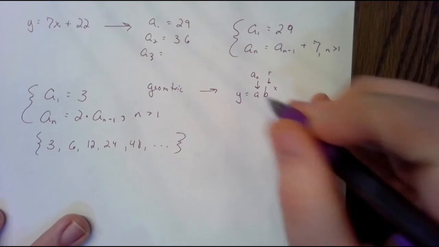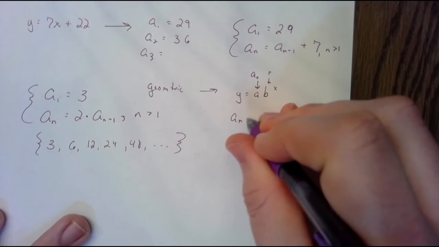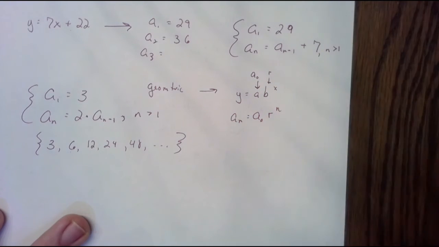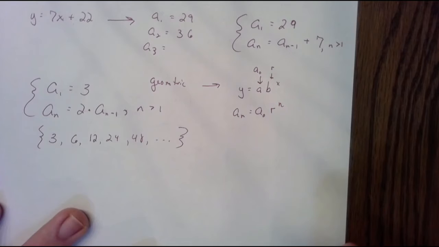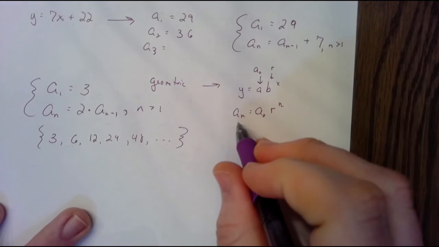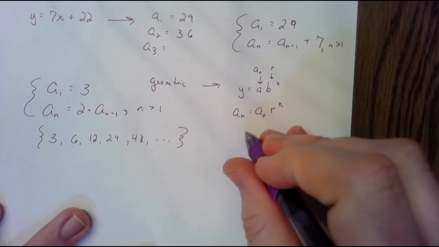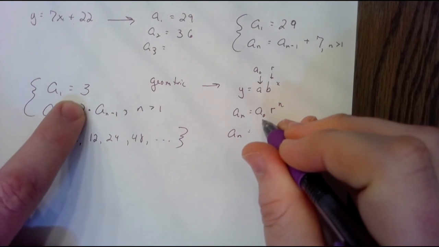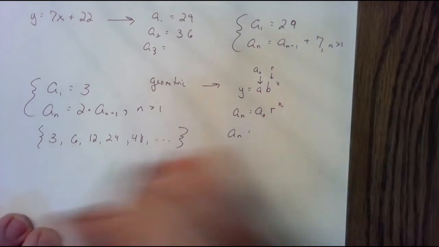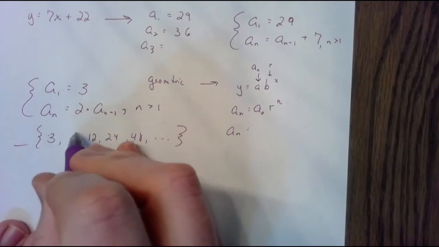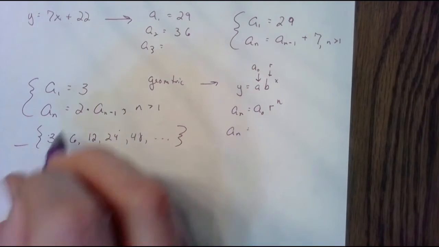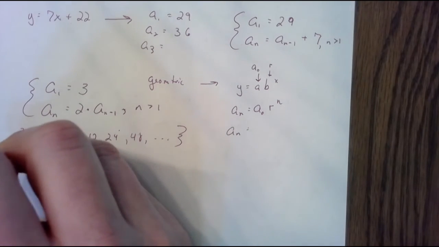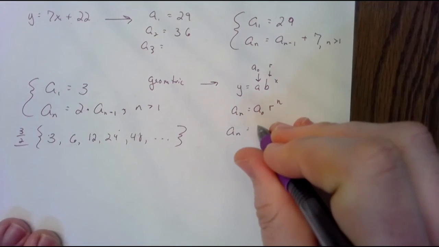So in this case, A sub n will equal A sub 0. What number would have been before 3 in this pattern? So here I keep multiplying by 2, multiply 2, multiply 2, multiply 2. I'm going to do that backwards. Divide by 2, divide by 2. 3 divided by 2 is 3 halves. So A sub n equals 3 halves times my common ratio, which is 2. I keep multiplying by 2, to the power of n.